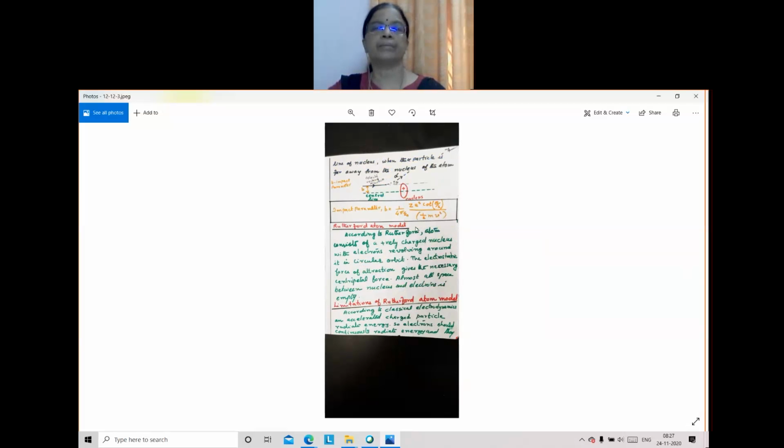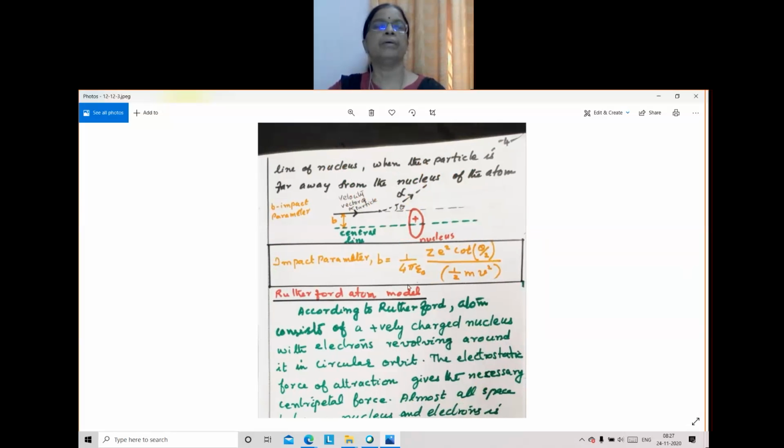Impact parameter. So this is the nucleus. This is the central line of the nucleus. An alpha particle, when it is far from the central line, we know its angle of scattering is very small, because the repulsion will not be there when it is far from the central line. When it is along the central line, then only there is a large scattering angle, 180 degrees, bounce back.